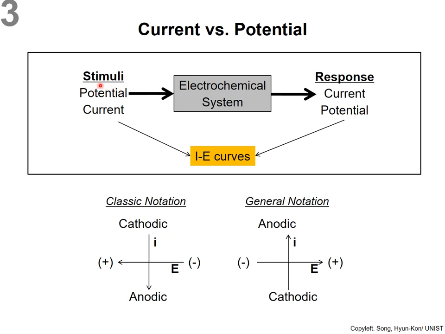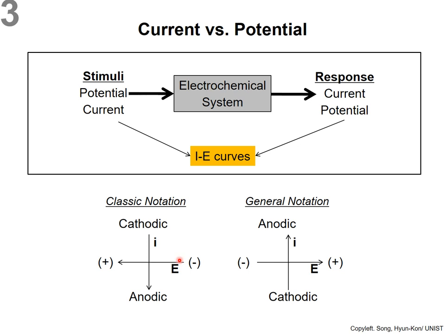I mean, when you apply some potential, you could get the current signal. Or if you are applying some current stimulus into the system, then you could have the response of potentials from the electrochemical systems. In any case, you could get the relationship between current and potential. Actually, those two variables, current and potential, are the most important variables used in electrochemistry. So usually we draw a curve of I for current versus E for potential or voltage. Usually we put the current on the y-axis, and we put the potential on the x-axis.